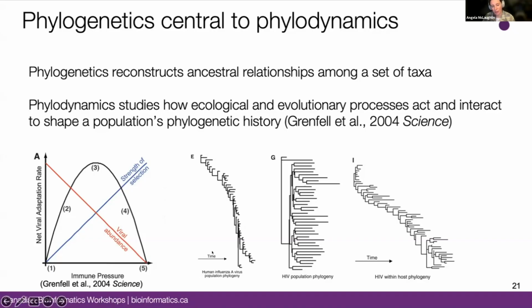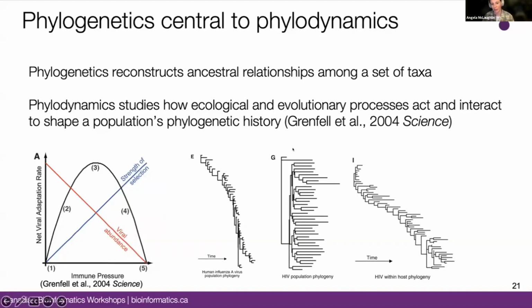And the way in which these different processes impact the shape of the phylogeny is nicely contrasted by these trees shown here. So these are trees for human influenza A virus, HIV between host population, and HIV within host phylogeny. So you can appreciate that these trees have different structures. One on the left, the human influenza A virus, you might describe as a bit more ladder-like, as well as also the HIV within host, where new variants emerge and they sweep the other ones from existence.